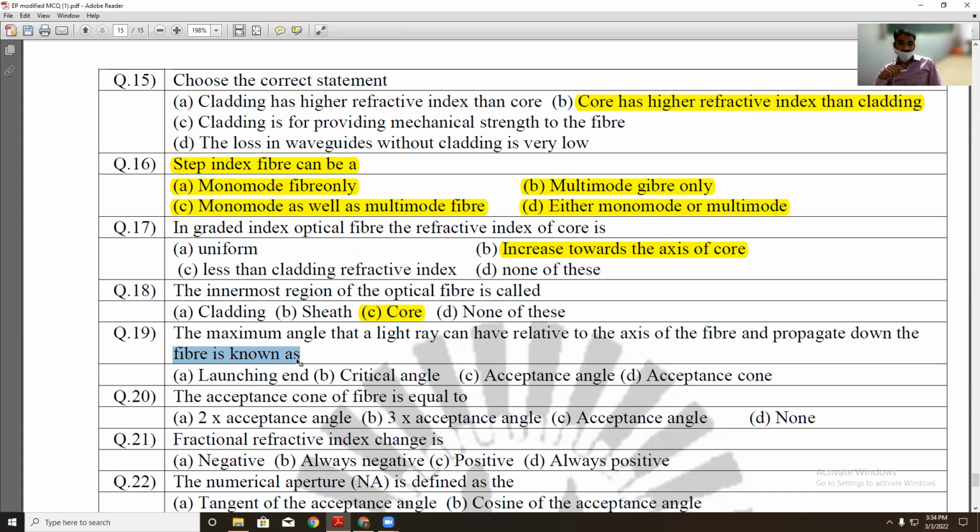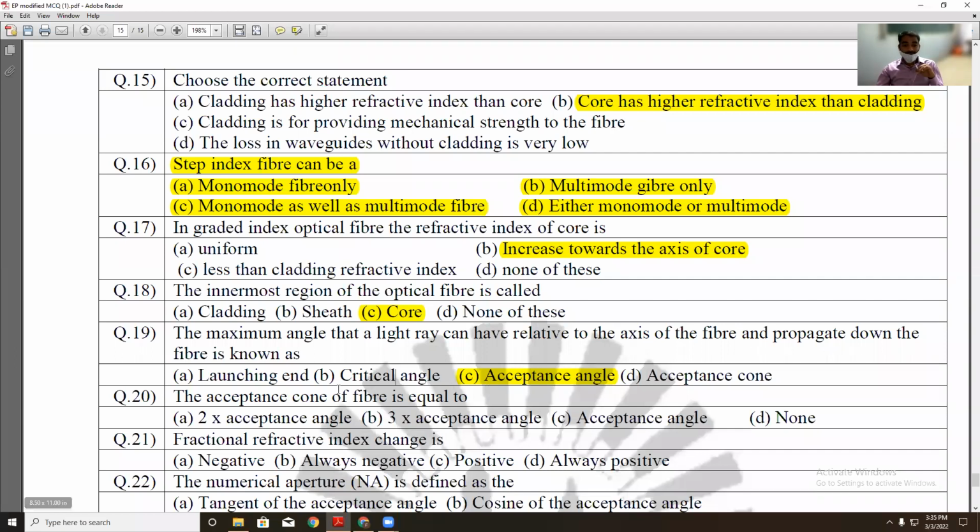Acceptance angle. Yes, good. Acceptance angle is the correct option. What is the MCQ? The maximum angle that the light ray can have relative to the axis of the fiber and propagate down the fiber is known as acceptance angle, not acceptance cone, critical angle, or launching end. Your correct option is the acceptance angle.